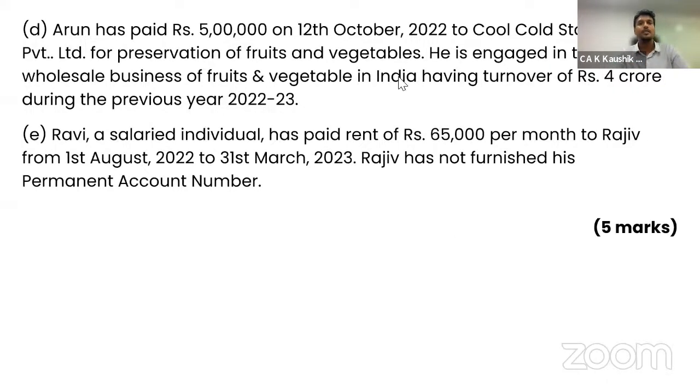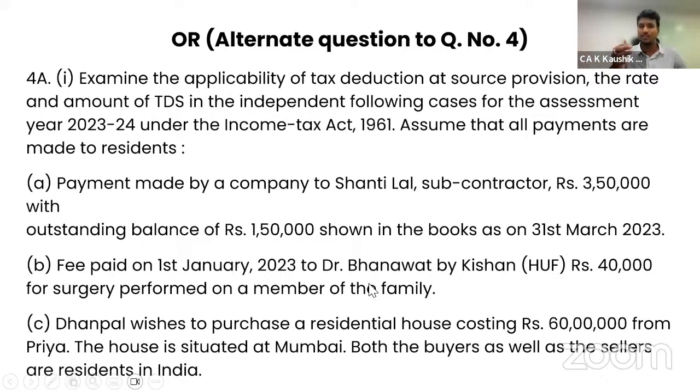Here the stamp duty value is not given. The provision says that the stamp duty value should be more than 50 lakhs. Let's assume that the stamp duty value is more than 50 lakhs. Then 1% TDS needs to be deducted. Section is 194IA. The purchase value should be more than 50 lakh and it should be deducted at 1%. So 60 lakhs into 1% is 60,000, which is the value of TDS.